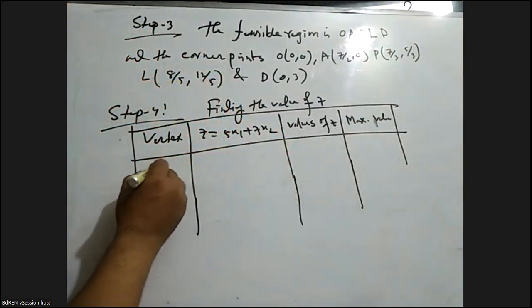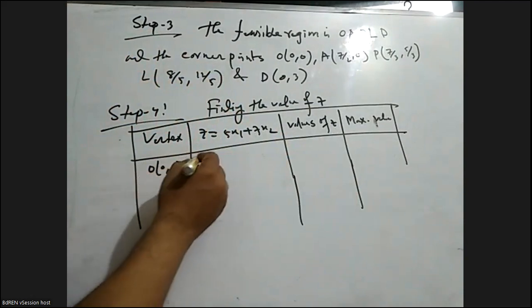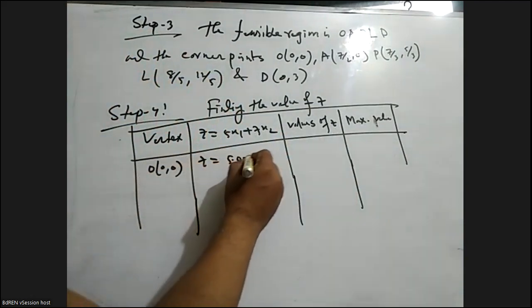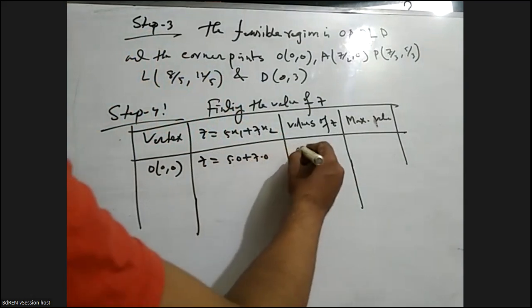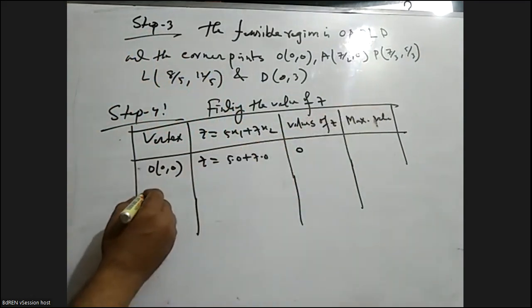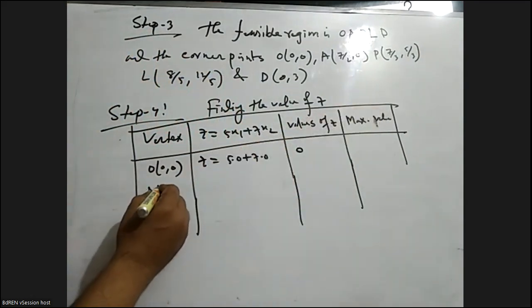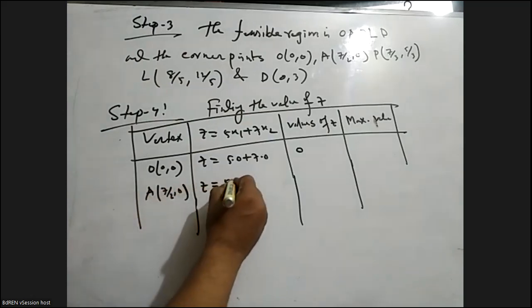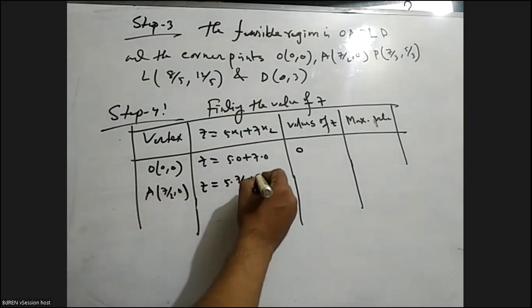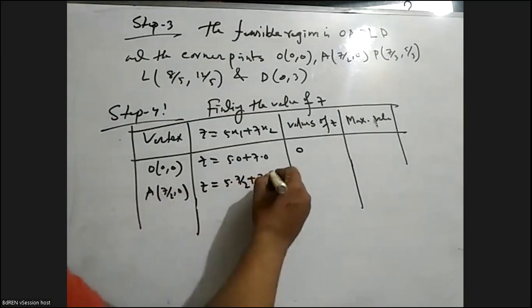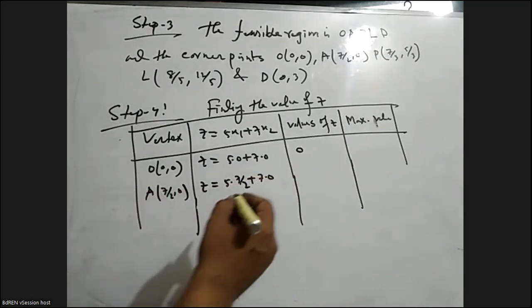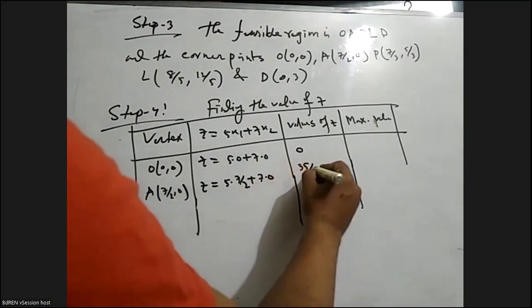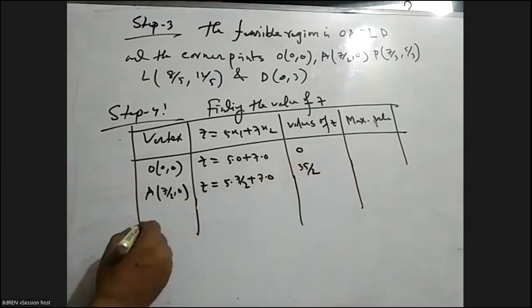First vertex, what? 0, 0. Z value, what? 5 into 0 plus 7 into 0 equals 0. Now another vertex A will be 7/2, comma 0. Z value, what? 5 into 7/2 plus 7 into 0, this equals 35/2.